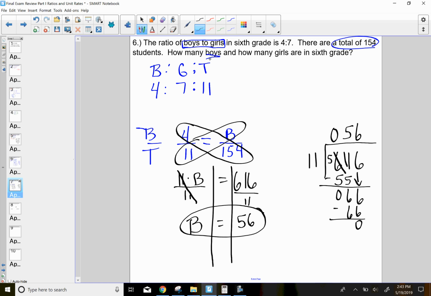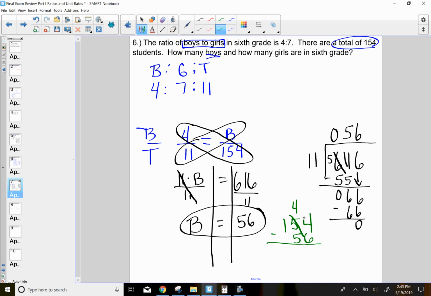Now the question had a second part. It said how many boys, but it also said how many girls. There are 2 ways we can figure out the number of girls. Option 1 is we can go back and create another ratio: instead of boys to total, girls to total. But if I know that there are 154 total students and 56 of them are boys, we can figure out what is left for the girls by subtracting.